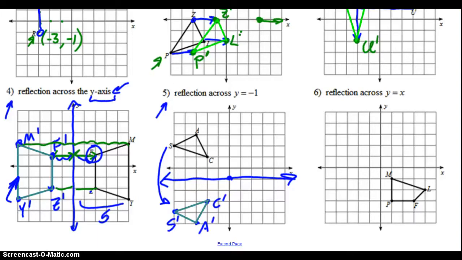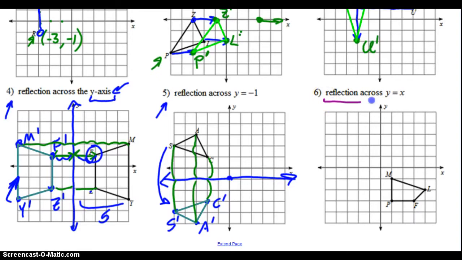image. You can double check by seeing that since C is 2 units away from the axis of symmetry, that C prime is also 2 units away. A is 1, 2, 3, 4 units away, and so A prime is also 4 units away. S is 3 units away, and S prime is also 3 units away. Number 6 is a little bit interesting.